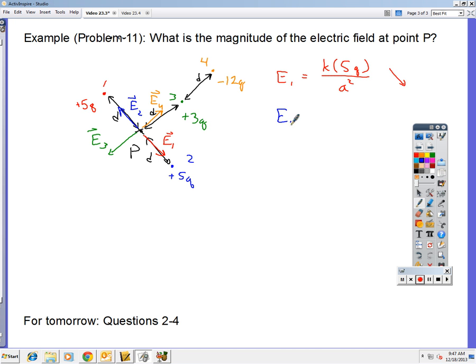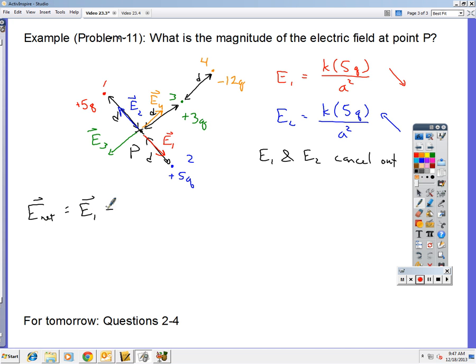Now if we look at the field E2, we find that it is also K times 5Q because charge 2 is also 5Q, divided by a squared, and it points in that direction. So we notice that E1 and E2 have equal magnitudes in opposite directions. And so that means that E1 and E2 cancel out. And so we can ignore them. We say the net field is E1 plus E2 plus E3 plus E4 as vectors.